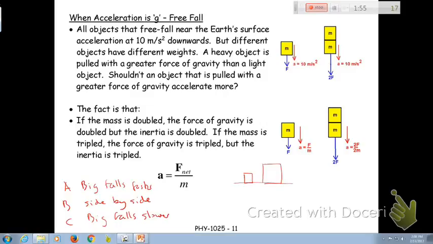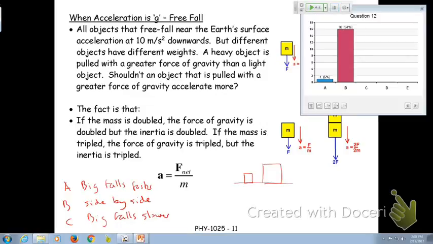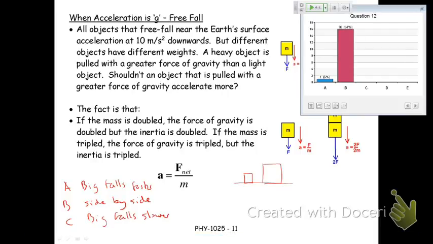Okay, stop now. Let's see what people are saying. Yeah, mainly people are saying side by side. That's brilliant. I'm so happy about that, because that's what's going on. So we got Galileo squared away.